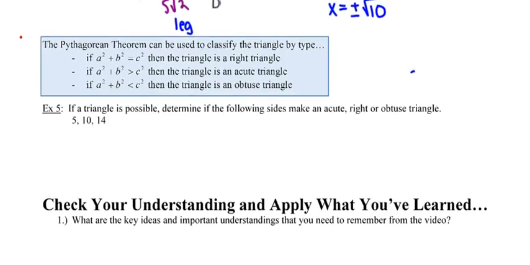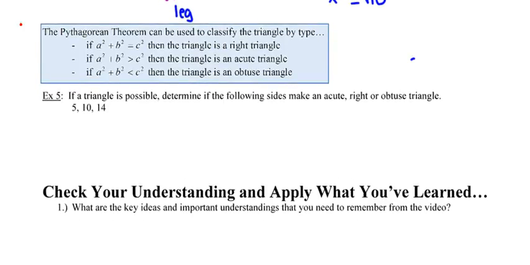Now, one interesting fact that you may not have known about the Pythagorean theorem is that we can also use it to classify a triangle. We know that if the sum of the 2 legs squared added together is equal to the hypotenuse squared, the triangle's right. But if the sum of the squares of the 2 legs is greater than the square of the hypotenuse, we know the triangle's acute. And if the sum of the 2 legs squared is less than the square of the hypotenuse, we know the triangle is obtuse.